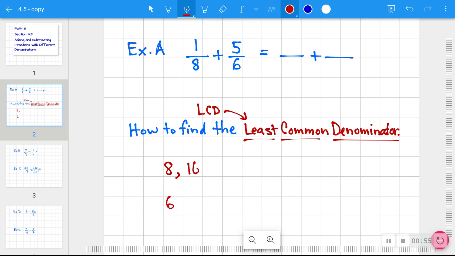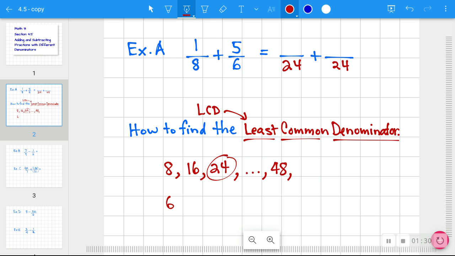8 times 2 is 16. 6 doesn't go into 8 or 16, but when you get to 24, 6 divides into 24. So that's a multiple of 8, it's 8 times 3. It's also a multiple of 6, it's 6 times 4. Eventually you might get to other numbers that work, like 48. But the least common denominator, or least common multiple in this case, is 24. So our goal here is to get a 24 down there and a 24 down there, and that's the LCD.